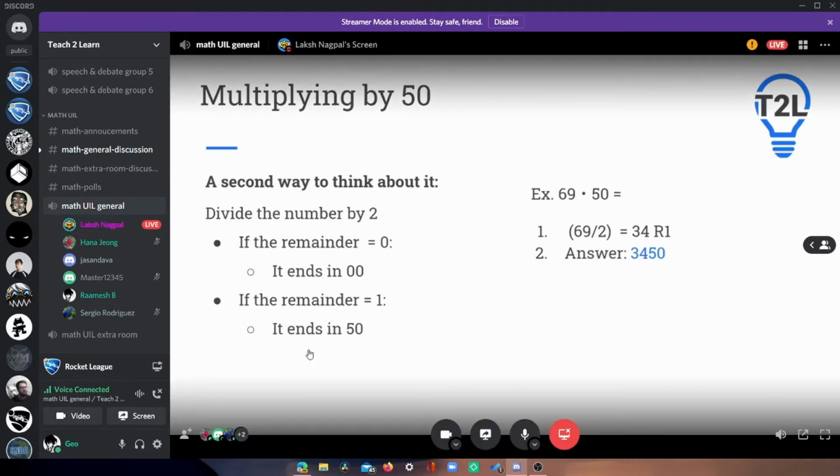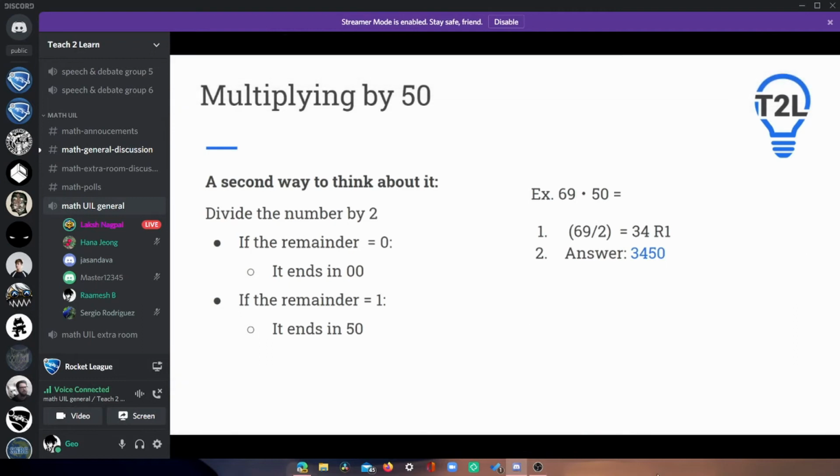So with this example, if you have 69 times 50, you would just divide by 2. Since it's an odd number, you just automatically know that it will always have a remainder of 1. And so since it's odd, just add a 50 to the end.